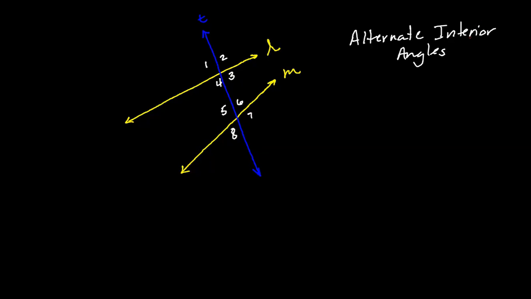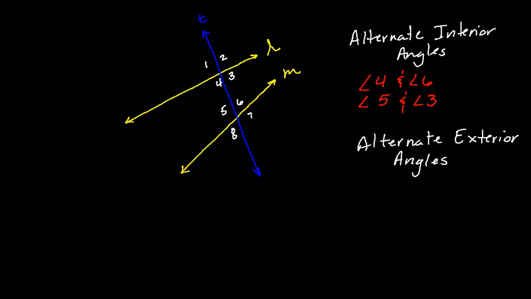Alternate interior. So the first thing you notice is the word interior. Interior, from what we just talked about, means anything in between the lines. So angles 3, 4, 5, and 6 are interior angles. Alternate means they're on the opposite side of the transversal line. So the ones I'm talking about are going to be 4 and 6, 3 and 5. Those are pairs of alternate interior angles. So angles 4 and 6 are alternate interior. Angles 5 and 3 are called alternate interior.